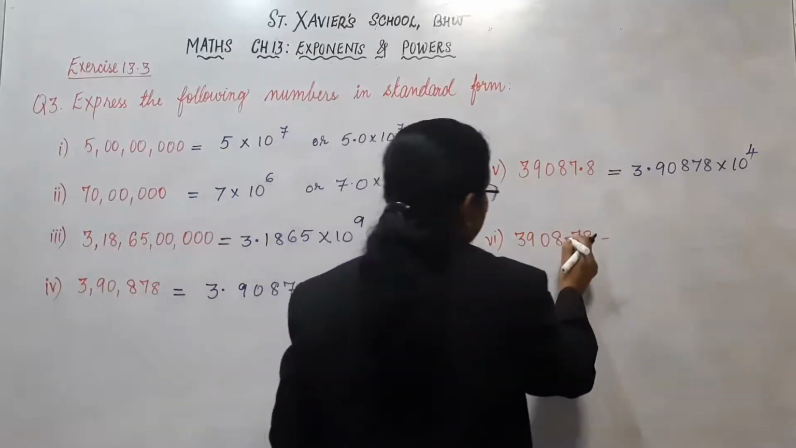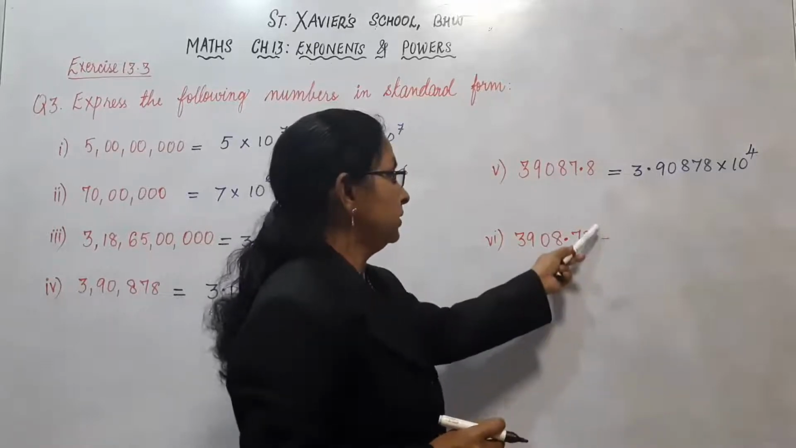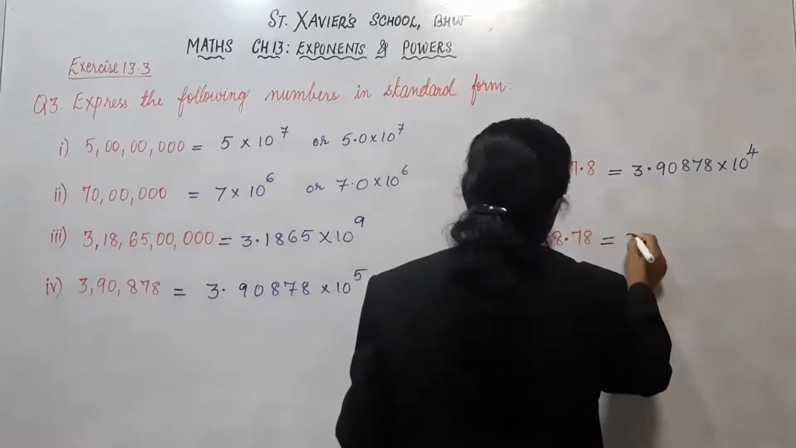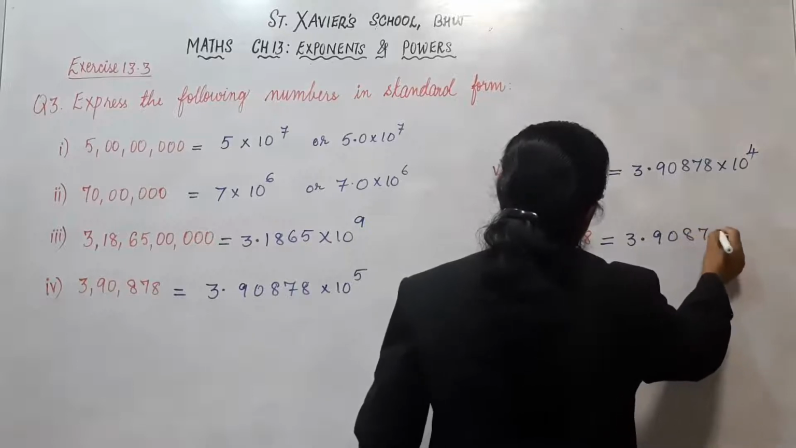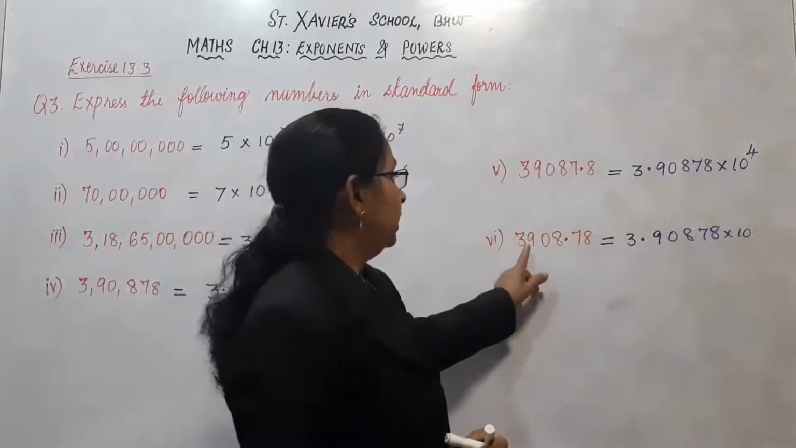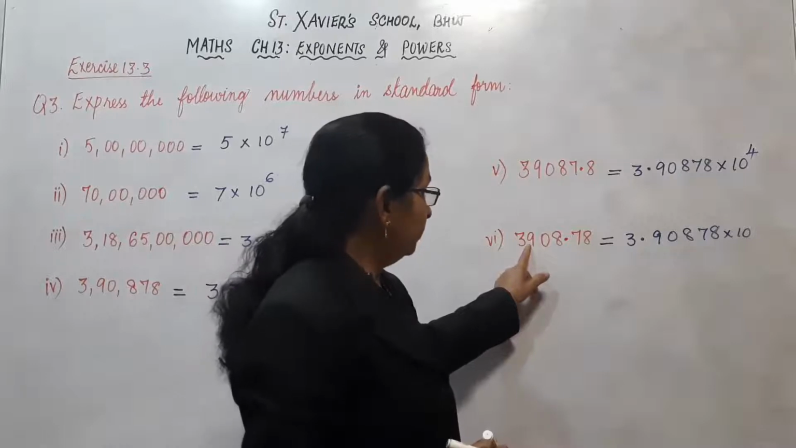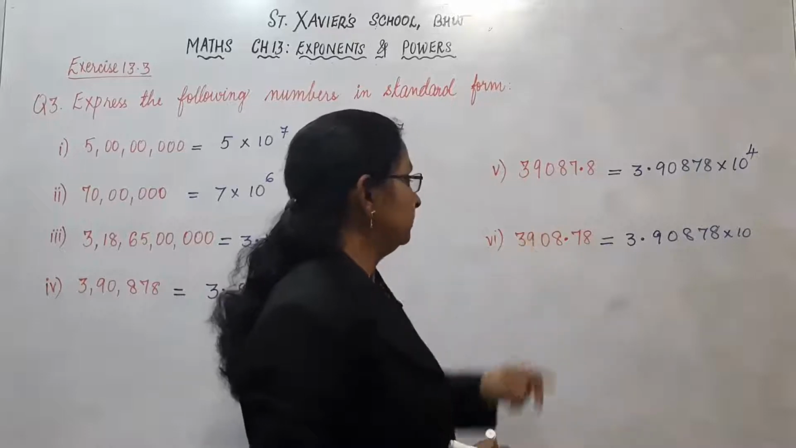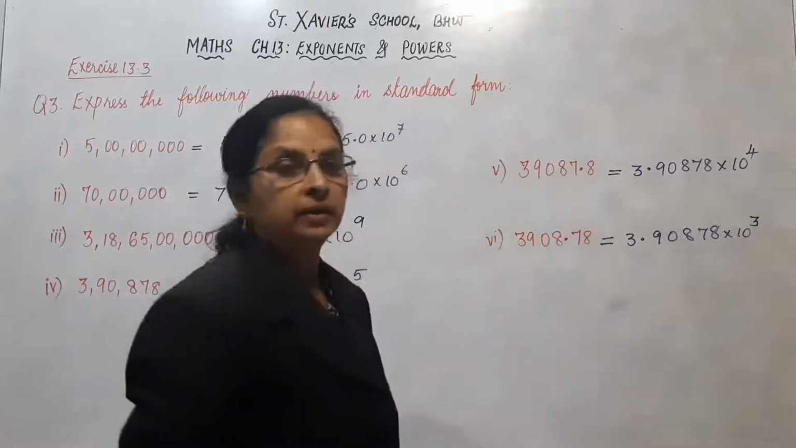Here again decimal place is here. Even the last digit is given. There is no 0 here. So we have to write all the digits. 3.90878 into 10 raised to. Here is important. We started the decimal point after 3. Now tell me how many digits are there. We are moving from here to here. That is 1, 2, 3. So we will write it as 10 raised to 3. Clear?